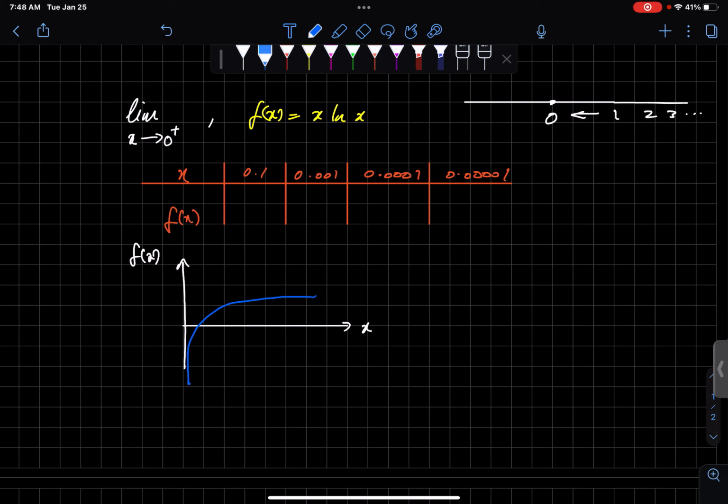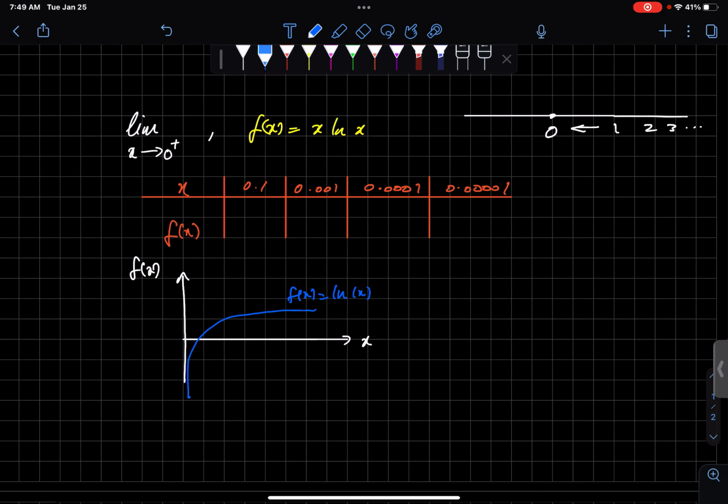As we get closer and closer to 0, this function, f of x equals ln of x, right? The natural log of x is not defined at x equals 0, so we can see that this is a vertical asymptote here. It goes down towards negative infinity. But just watch that we are also multiplying this by values of x.